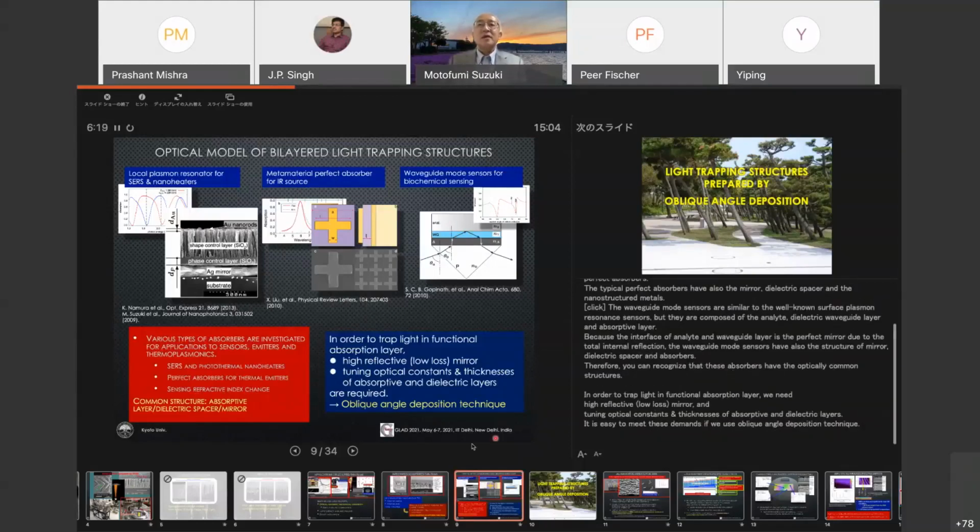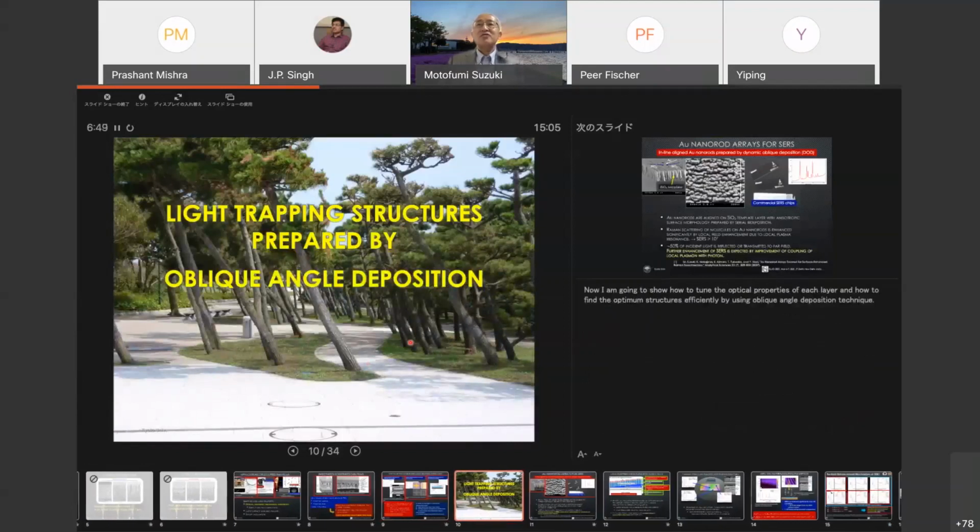Okay. So in order to trap the light in the functional absorption layers, a highly reflective mirror is necessary, and also tuning of the optical constants and thicknesses of the absorptive and dielectric layers is required. It is easy to meet this demand if we use the oblique angle deposition technique. So now I'm going to show how to tune the optical properties of each layer and how to find the optimum structure efficiently by using the oblique angle deposition technique.